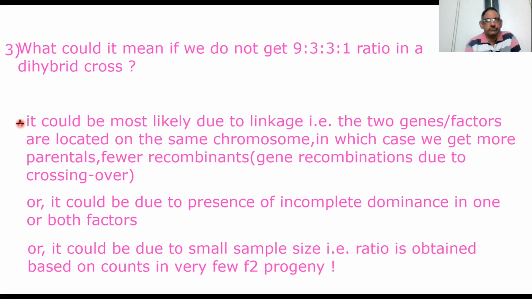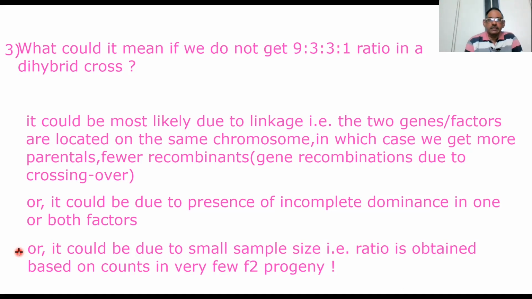due to crossing over. The second possibility is that it could be due to presence of incomplete dominance in one or both factors, just as we have discussed a little earlier, that one factor shows complete dominance, the other factor shows incomplete dominance. We get a ratio of 3:6:3:1:2:1. And that is a deviation from 9:3:3:1. If we do get that ratio, then we have to infer that it is due to incomplete dominance in one of the two factors. The third possibility is that it could be due to a small sample size.